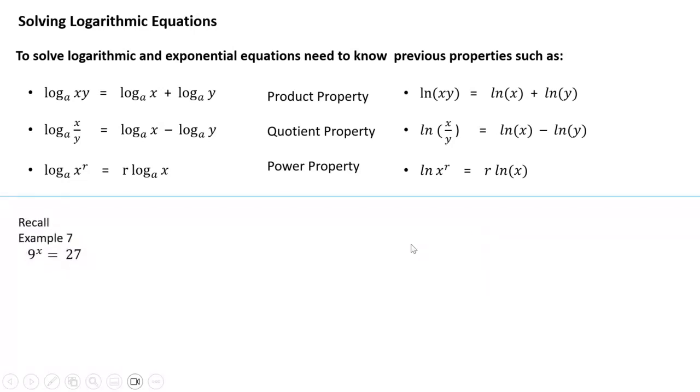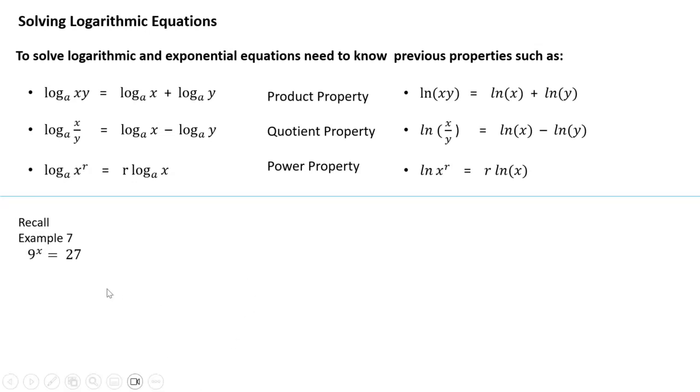Hey guys, remember the example that we did earlier, 9 to the x equals 27? And remember that we had to find the same base. Well, not every time. If you don't want to, you don't have to find the same base. It depends on your instructor if they want you to find the same base on your exams, but it's up to them. I let my students have the choice how they want to solve it, by getting the same base or by using the ln.